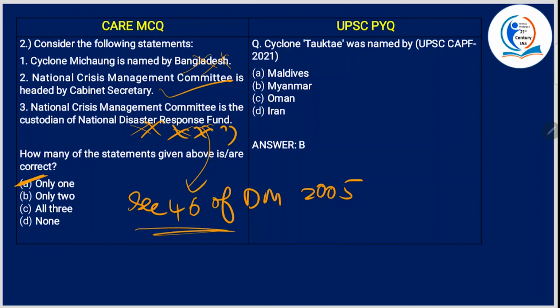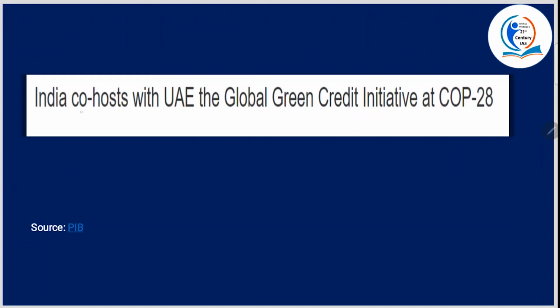Okay, Cyclone Tauktae was named by which of the following countries? It is Myanmar. Alright, now next article. India co-hosts with UAE the Global Green Credit Initiative at COP28. See, you should know one thing, that Green Credit Initiative was started by India during the G20 presidency itself. Okay, it was made global in the COP28.